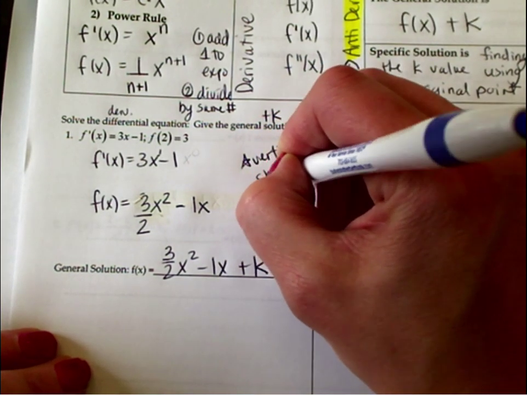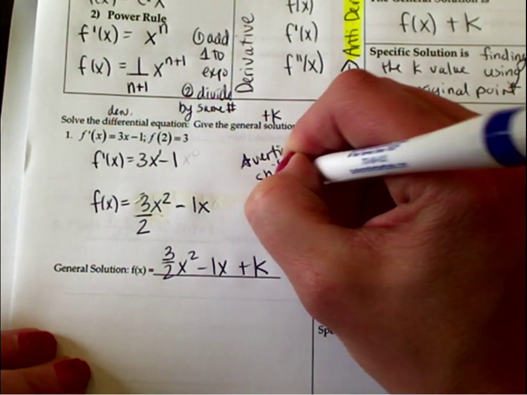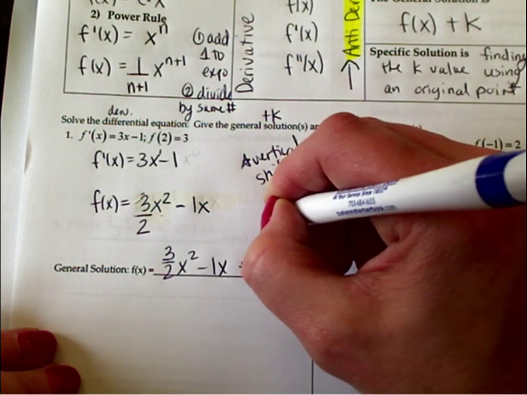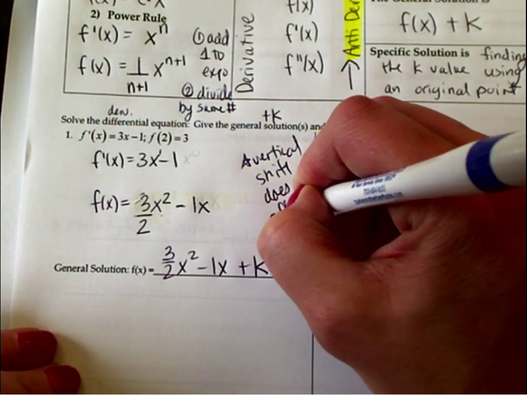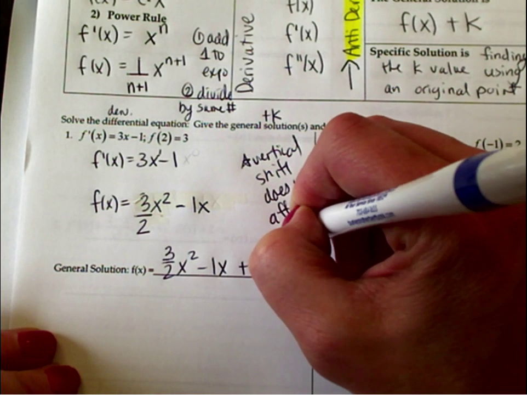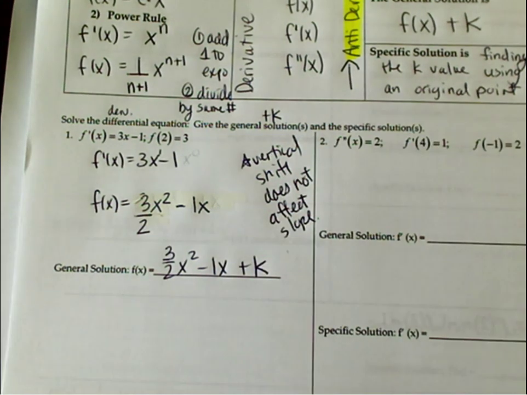Vertical shift. Why did you add plus k? It does not affect slope.